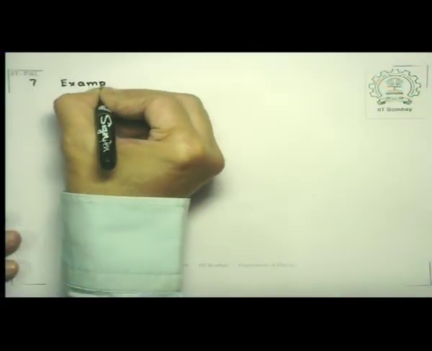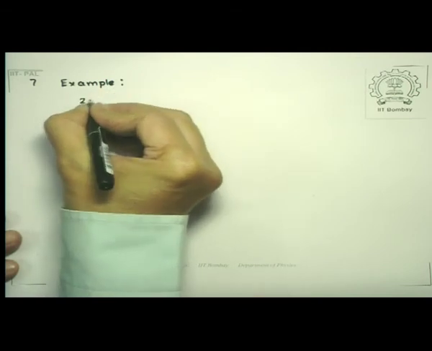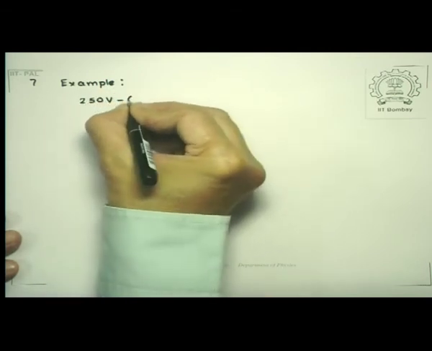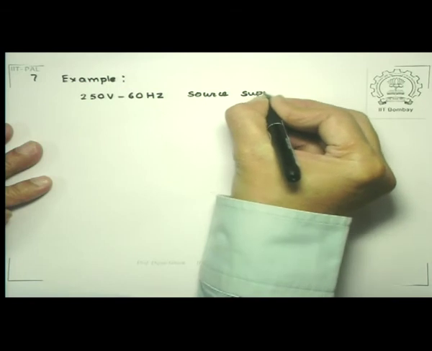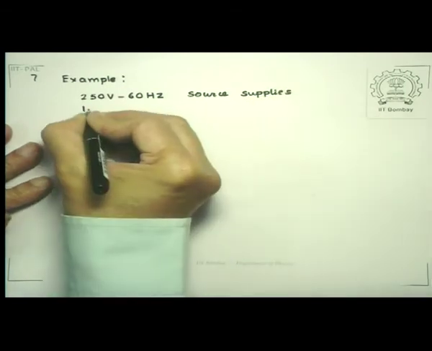Let us illustrate this with some numerical examples so that it becomes slightly clearer. Suppose I have a 250 volts 60 hertz source. Many of these numbers I take because the calculations become easier. As you know, 250 volts is not a household supply or things like that, but it doesn't matter. And suppose this source supplies 1.5 kilowatt of power.